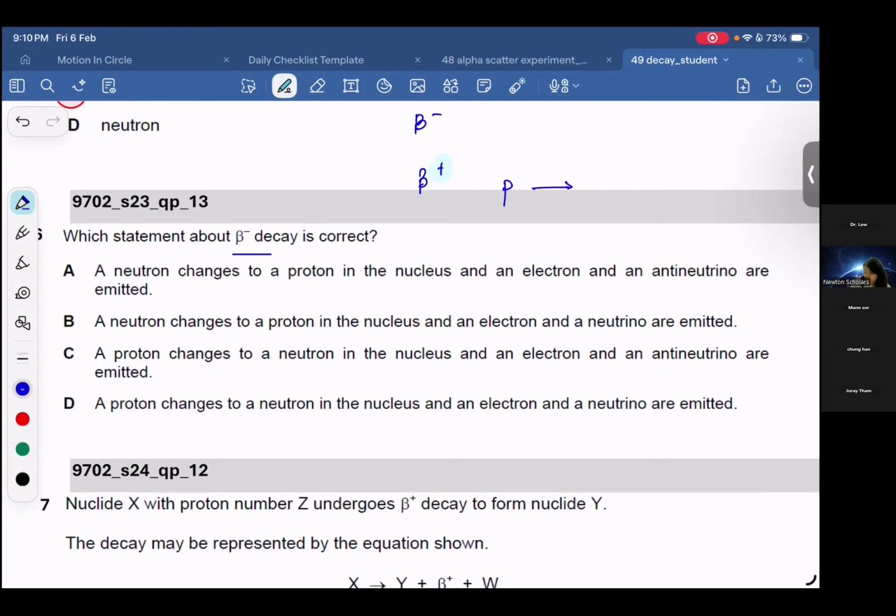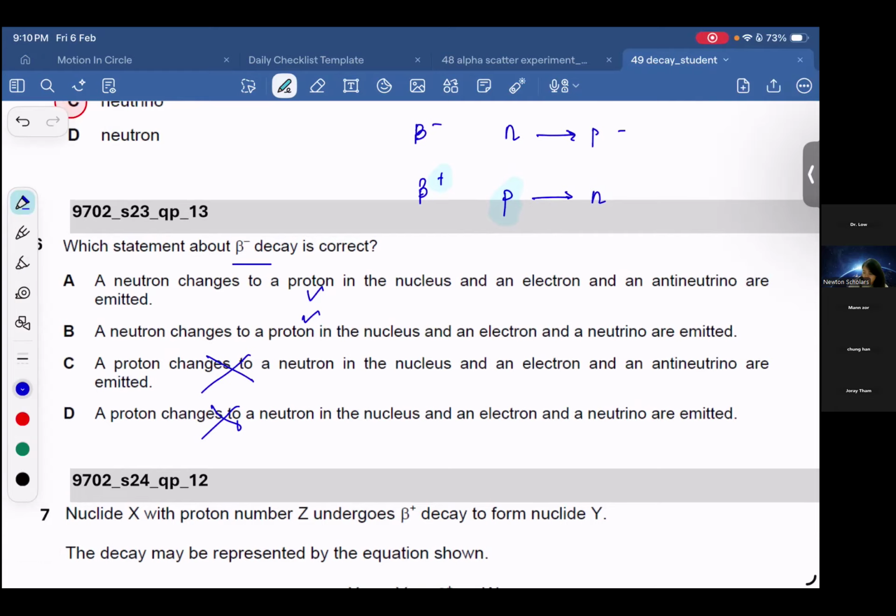So P is going to N. So this one is N going to P. Get it? Okay, so a neutron converts to a proton. This one is correct. A neutron converts to a proton. Yes. Proton converts to neutron. This is wrong. C and D are confirmed wrong. Okay, so as I told you, positive. So we start with P, proton. Okay, then what else?